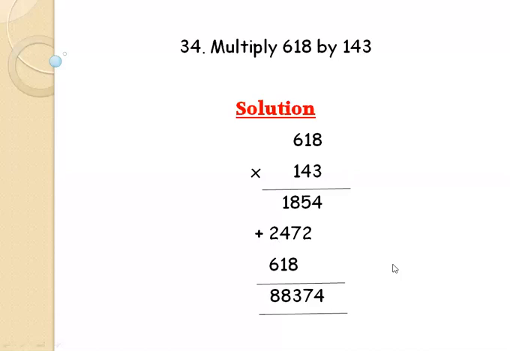So 618 multiplied by 143 will give me 88374. Is that okay? So in your multiplication, be careful. Ensure you arrange properly. And when you're adding, you add correctly. If you have carried a number, remember to add it to the next number. That is all with multiplication.